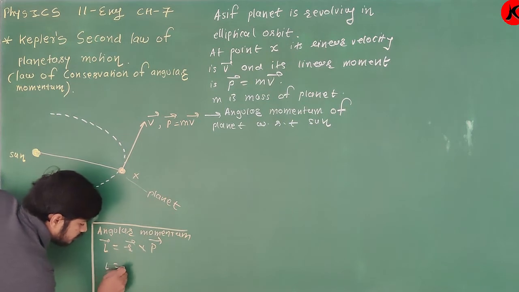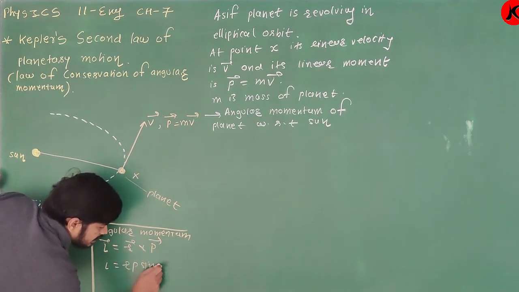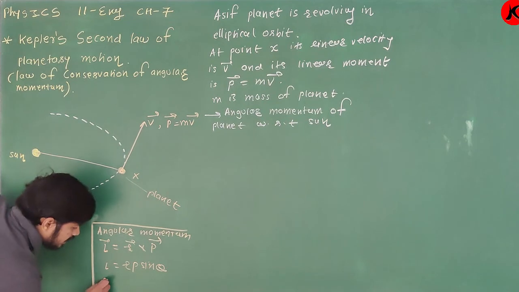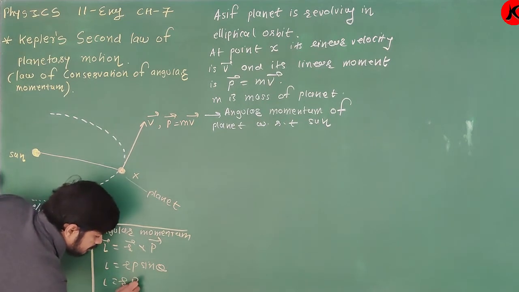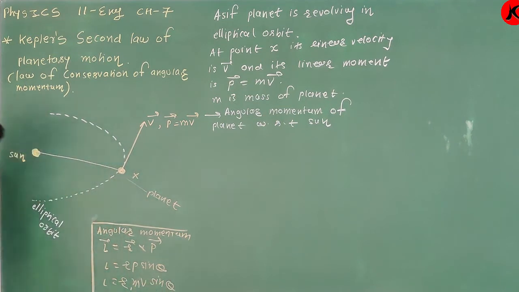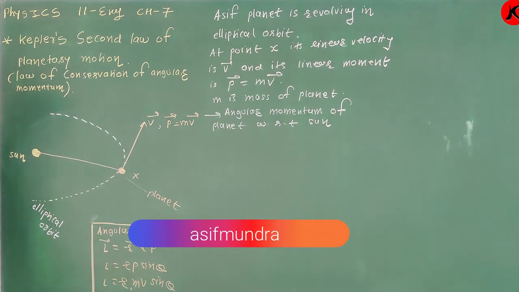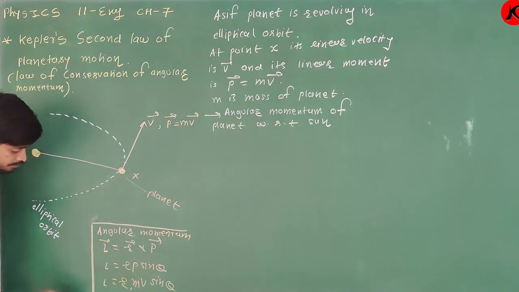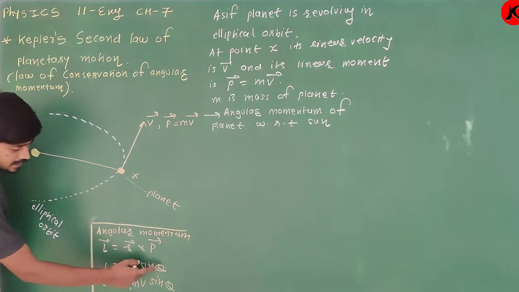So L is equal to rp sin theta, or you can write L is equal to r mv sin theta, where theta is the angle between r and p. Clear about this? Here we have to find angular momentum. How to find it? L is equal to r cross p, L is equal to rp sin theta.